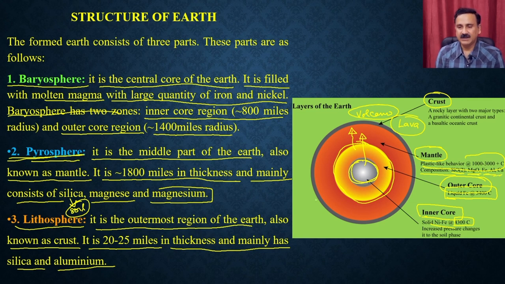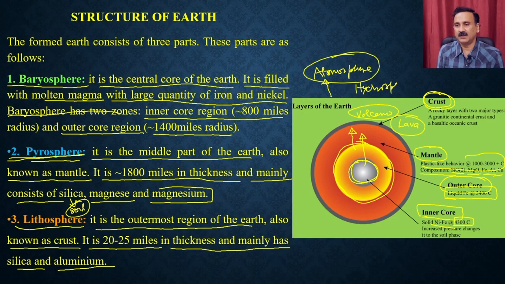And then you have the outer layer, which is called the crust or the lithosphere, and that also contains silica and aluminium. So this is the structure of the earth. Outside you have the atmosphere, right? So outside you also have the atmosphere, and you also have the hydrosphere, right? So this is what is present around the earth.